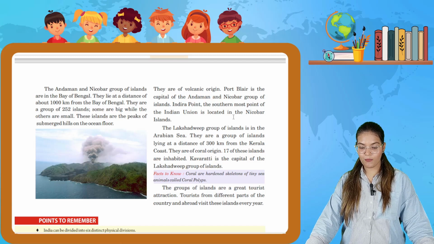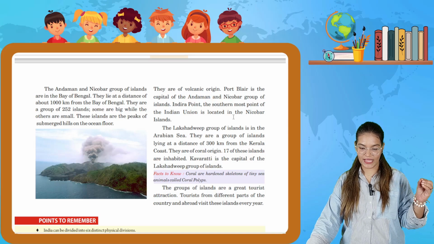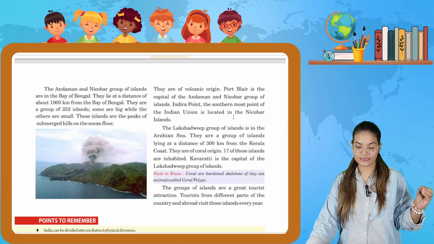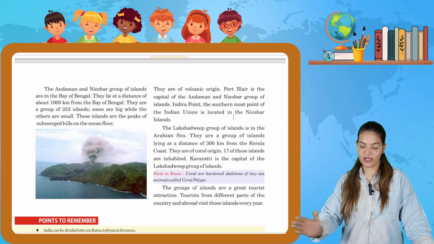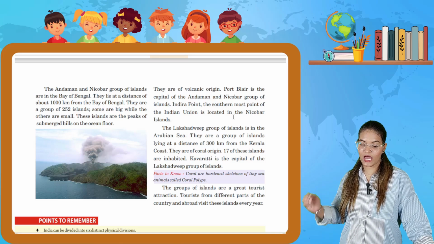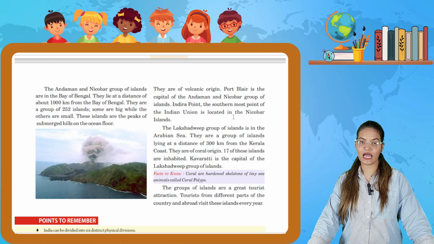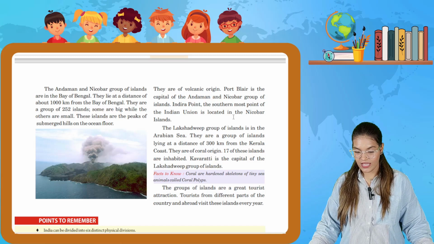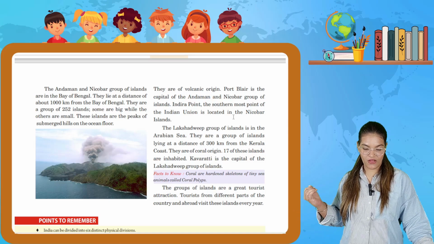Lakshadweep group of islands in the Arabian Sea. They are a group of islands lying at a distance of 300 kilometers from the Kerala coast. They are of coral origin. 17 of these islands are inhabited. Kavaratti is the capital of the Lakshadweep group of islands.